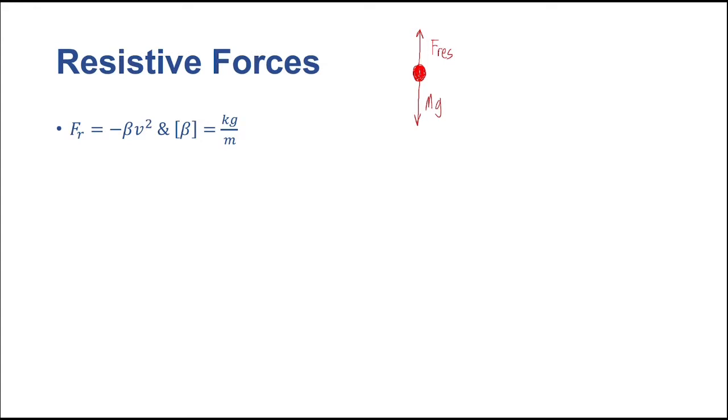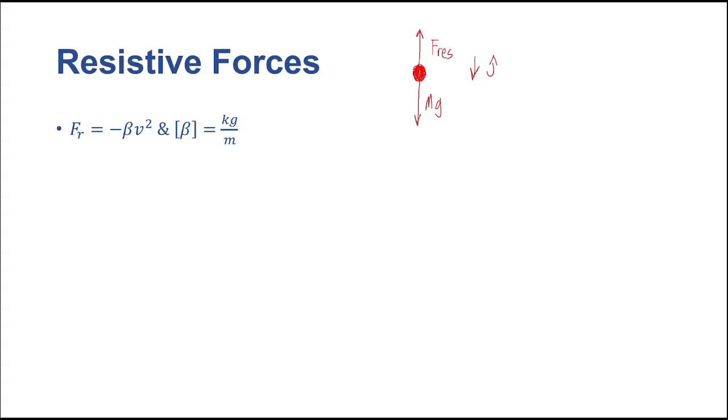We can also define a coordinate system. We only need one coordinate. We're going to define this as the j-hat coordinate system, but we don't really need to worry about that. All we need to worry about is that our variable of interest is v.